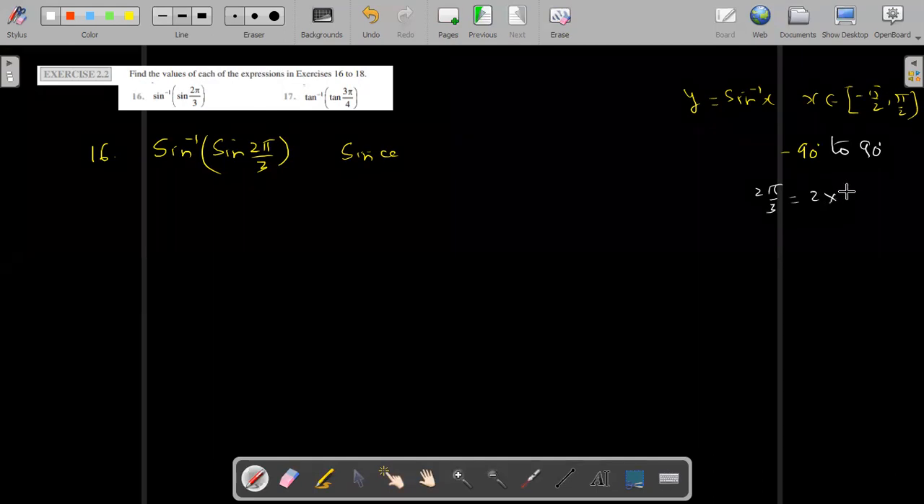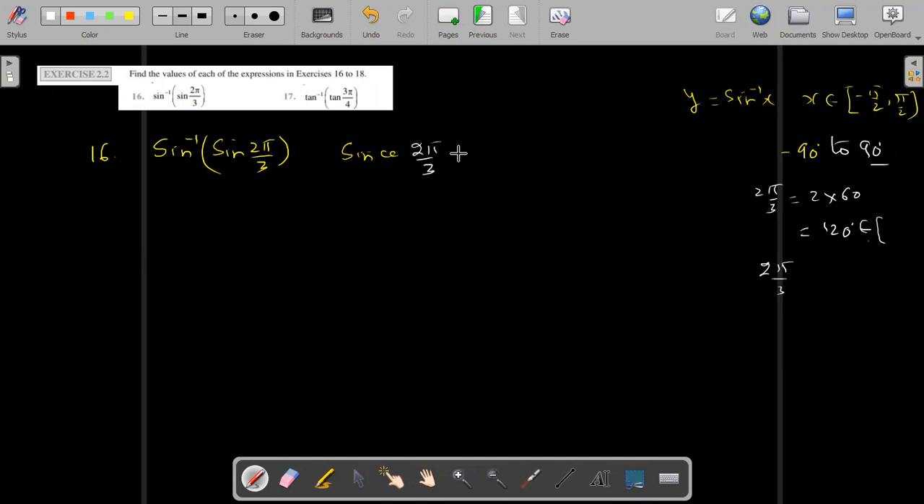Pi by 3 means 60 degrees, so 2 pi by 3 is 120 degrees. So this is more than 90 degrees. So it does not belong to the interval minus pi by 2 to pi by 2. So we cannot solve directly. We cannot solve sine inverse sine 2 pi by 3 directly. So we have to bring it into this range.